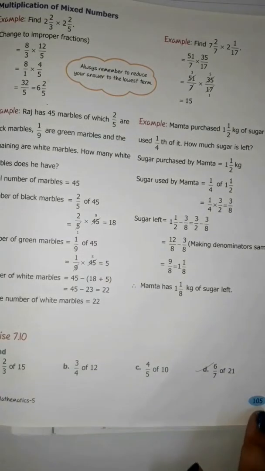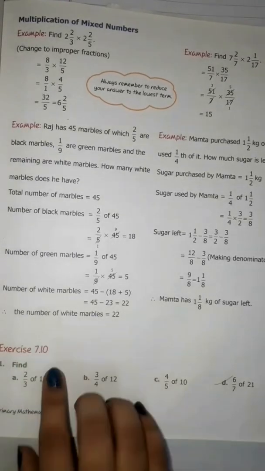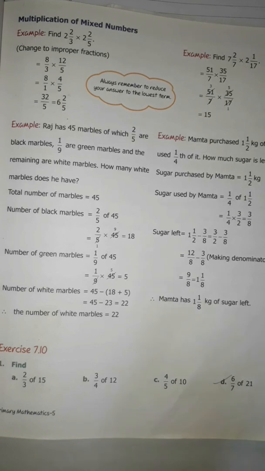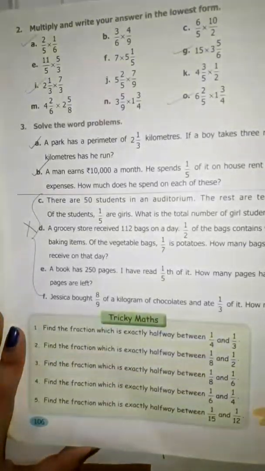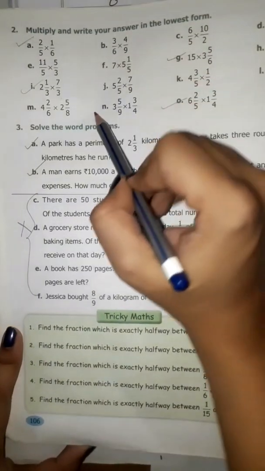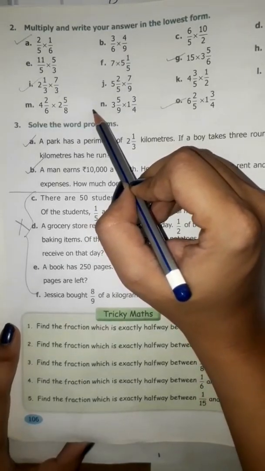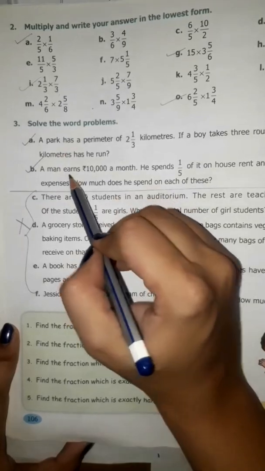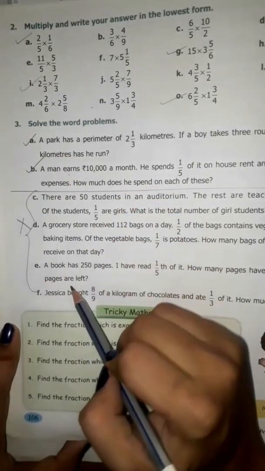Now children, page 105, exercise 7.10. Question number 1, already I explained to you. We will be doing it in the notebook. Same with question number 2. The shortlisted questions you will be doing in the notebook. And from question number 3, only A and B parts in the notebook. Rest all are cut.